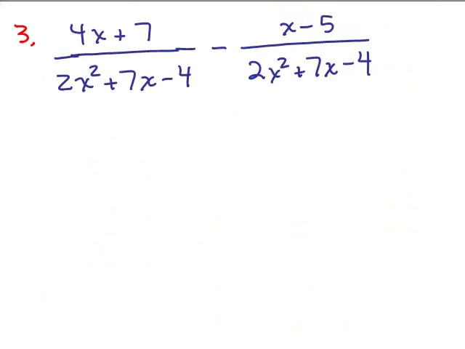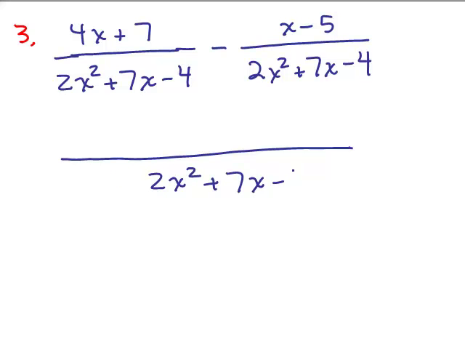Going on to number 3, this is a subtraction problem. And they're rational fractions here. So I have to have a common denominator in order to subtract. And I do have a common denominator. So if you have a common denominator, then you can go ahead and subtract the numerators. So the denominator is simply 2x squared plus 7x minus 4.